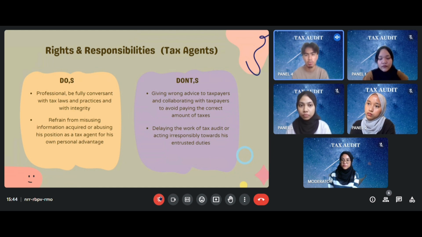First one, tax agent must be professional, be fully conversant with the tax laws and practice and with the integrity. This involves staying updated on relevant regulation and demonstrating competence in providing accurate tax advice. Second, tax agent must refrain from misusing information acquired or abusing his position as a tax agent for his own personal advantage. For the don'ts, tax agent should never provide incorrect advice to taxpayers, as this can lead to legal and financial consequences, and collaborating with taxpayers to avoid paying the correct amount of taxes. Second, tax agent cannot delay the work of tax audit or acting irresponsibly towards his entrusted duties. Okay, that's all from me.